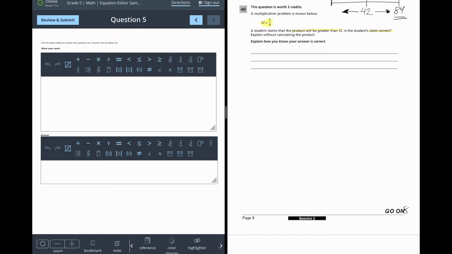And we can think of an easy one, like 42 times 1/2. That's 42 over 2, which is equal to 21. So that's my rule. And I'm going to put this in here, and I can always test this. So this student, he's multiplying by a number that is less than 1.